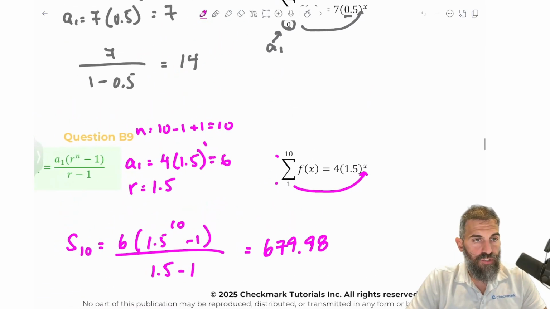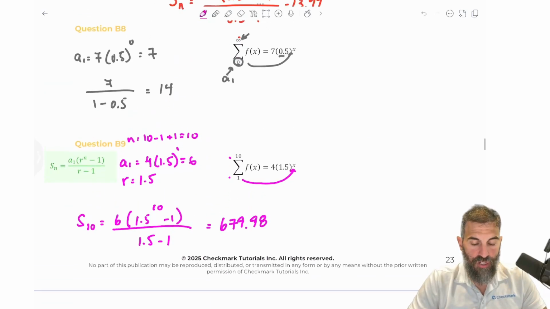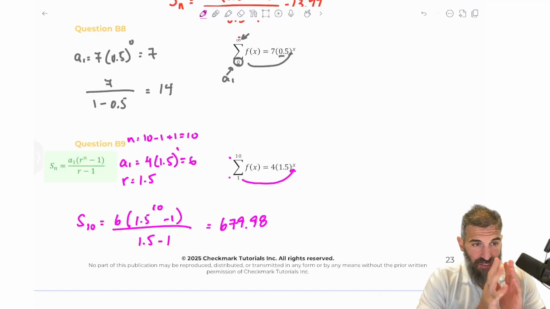Okay, great. So that is how you find the sums of arithmetic sequences, geometric sequences. That's how you find the nth terms. Like I said, very common on the midterm.